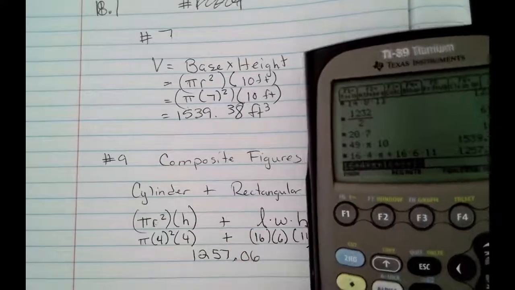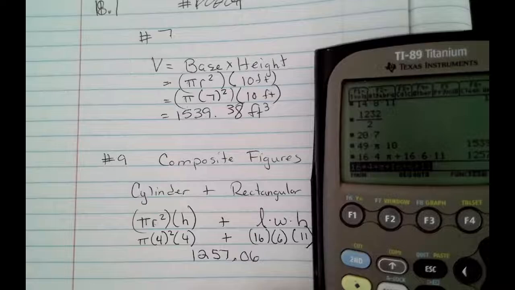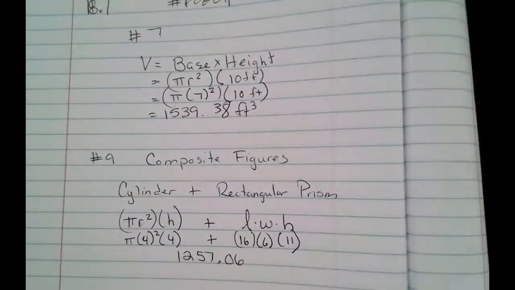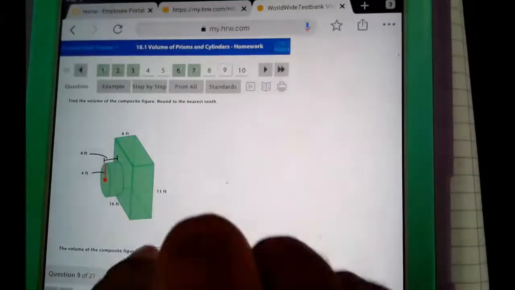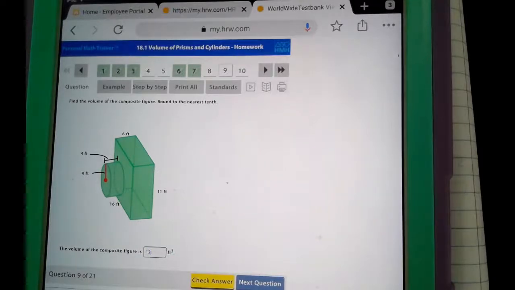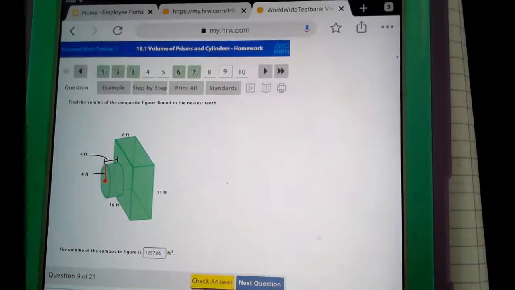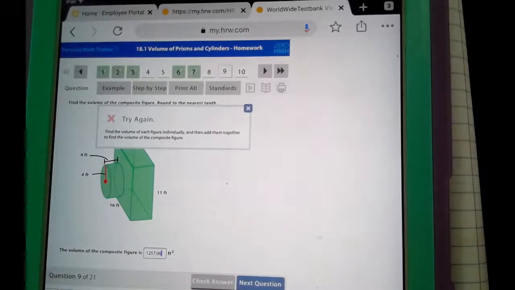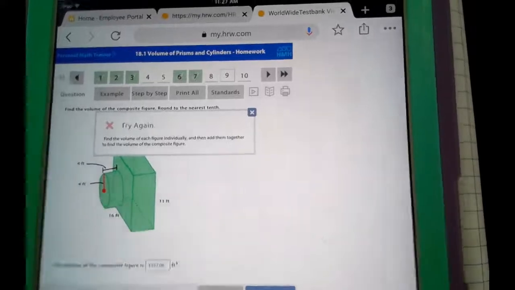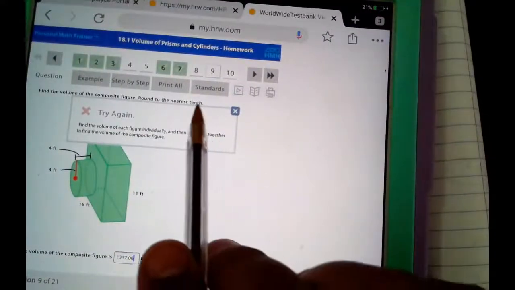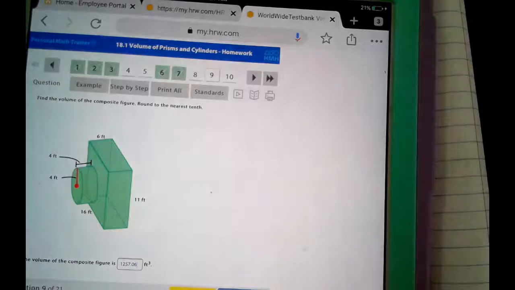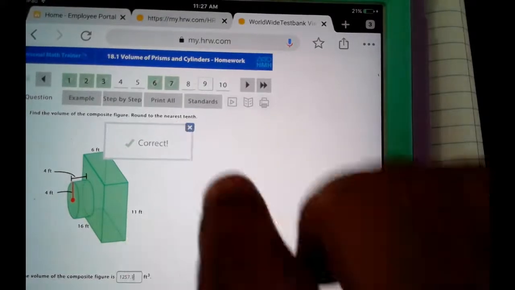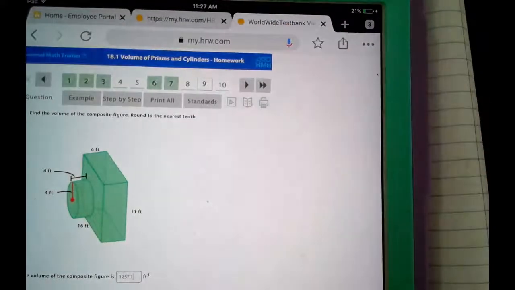1,257.06. Let's double check our work. 1,257.06. All right, that's not correct. Let me double check my error real quick. Oh, it says round to the nearest tenth place. So it's not 0.06, it's 0.1. There you go. I just didn't read correctly. It says nearest tenth place. So that's our answer right there.